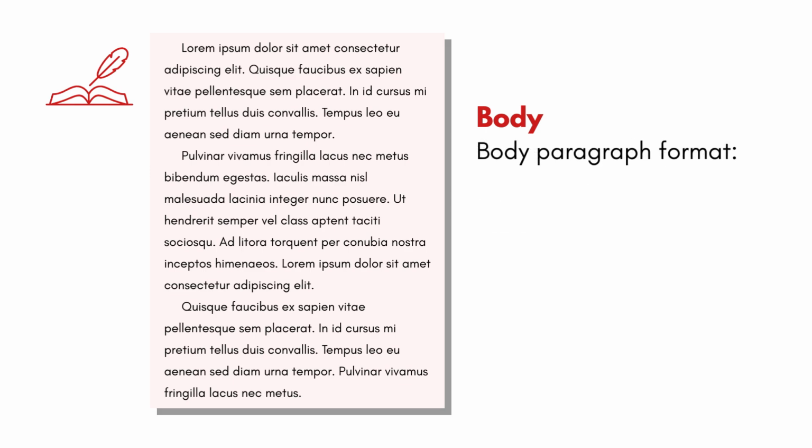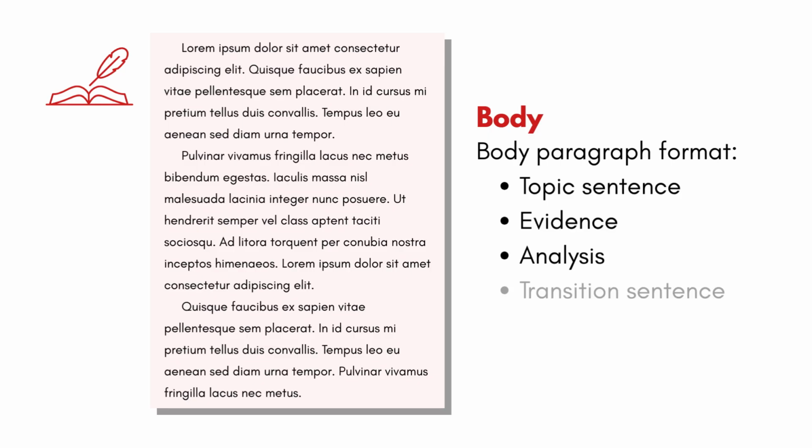Body paragraphs are typically structured with a topic sentence, which introduces the main point of the paragraph, evidence, or information that supports your main point, analysis, which is an explanation of how your evidence supports that main point, and finally, a final transitional sentence that relates the paragraph's main point to that of the next.